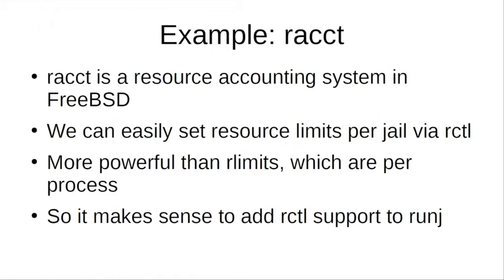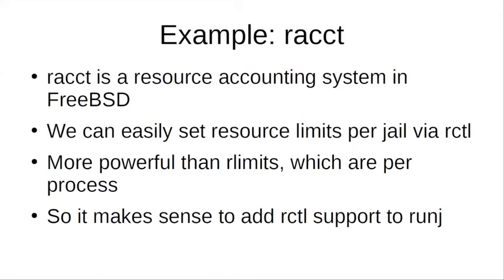So you remember how I mentioned two slides back that runc has support for cgroups. And so that on Linux is what you can use to limit the resources that a container can use. So for example, you can limit memory usage or CPU usage of a container. And on FreeBSD, we actually have something that we can use to also do that. We have something called racct, which you can use to easily set resource limits per jail.